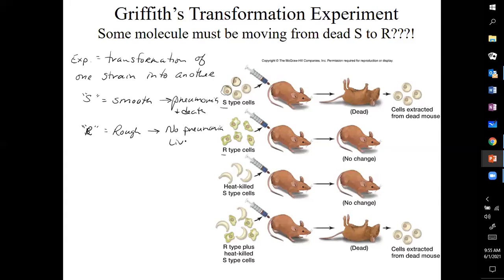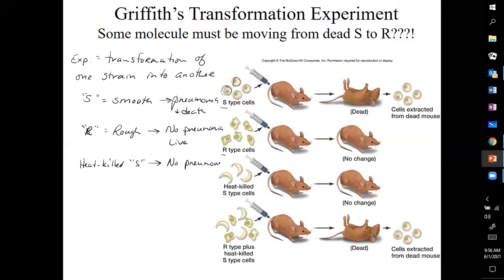And the mice live. Okay, so check. So the smooth strain, the rough strain. So what Griffiths did was he did different combinations. He took heat-killed S cells. Now, when you inject heat-killed S into the mice, you've killed the bacteria, and so you don't get pneumonia, and so the mice live.